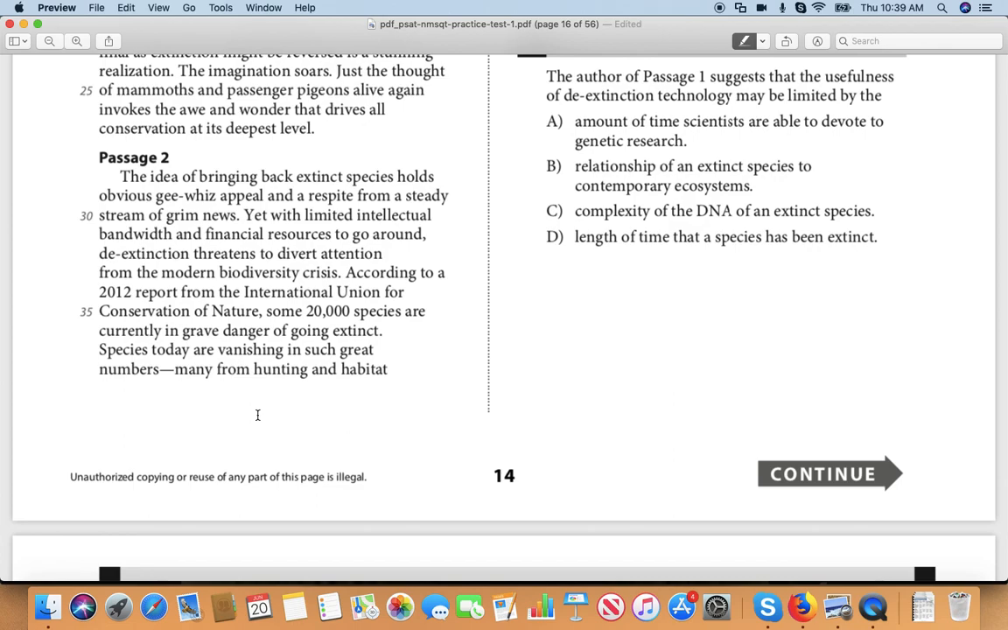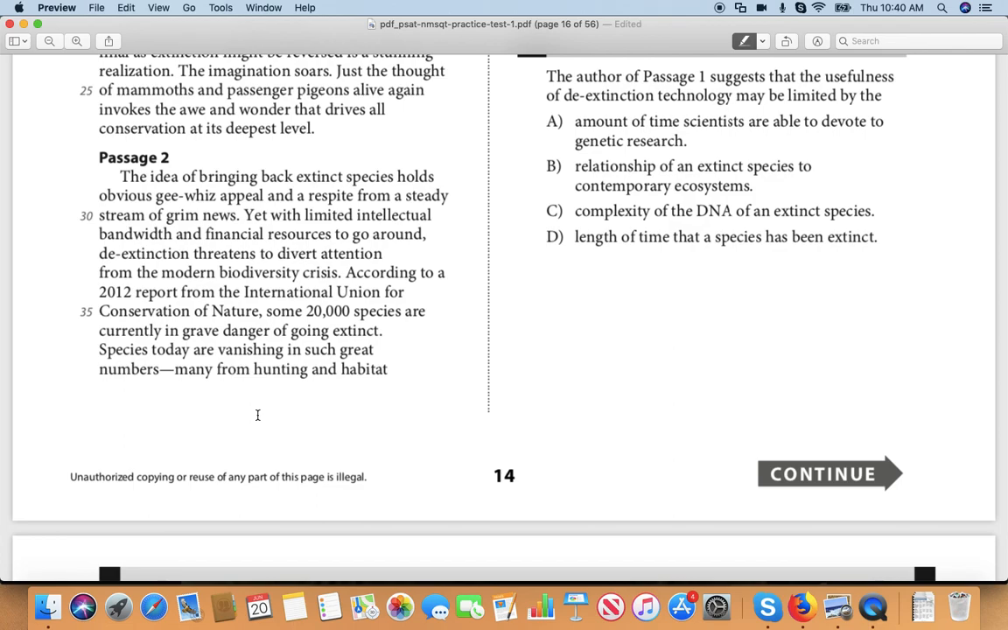The idea of bringing back extinct species holds obvious gee whiz appeal and a respite from a steady stream of grim news. What is respite? A respite from a steady stream of grim news. I don't really know what the definition of respite is. Either of you know? Respite is like a rest of some kind? Yeah, a rest, or a break from something.